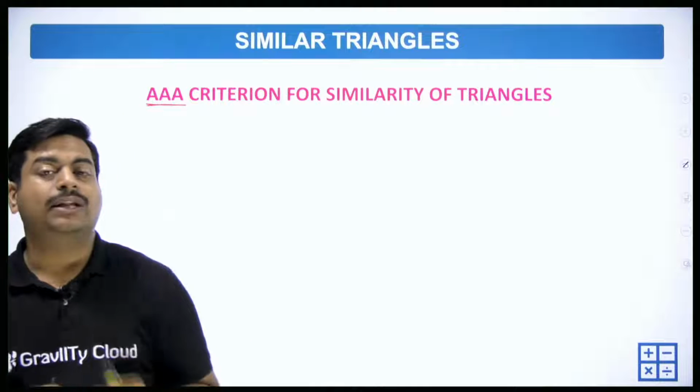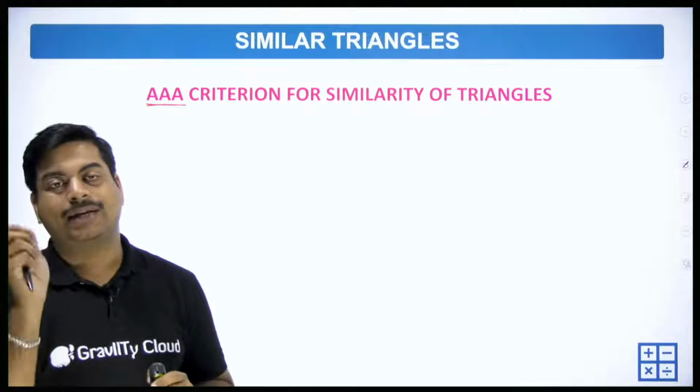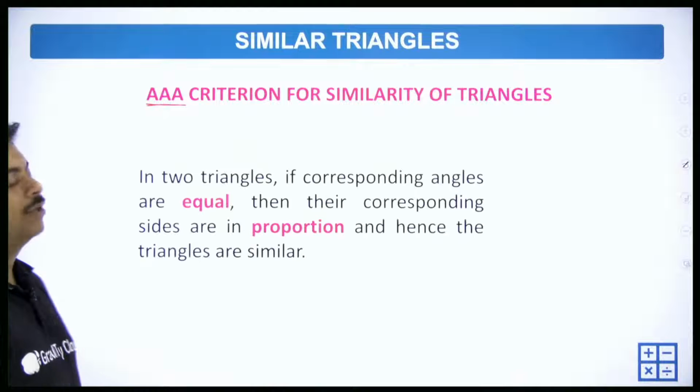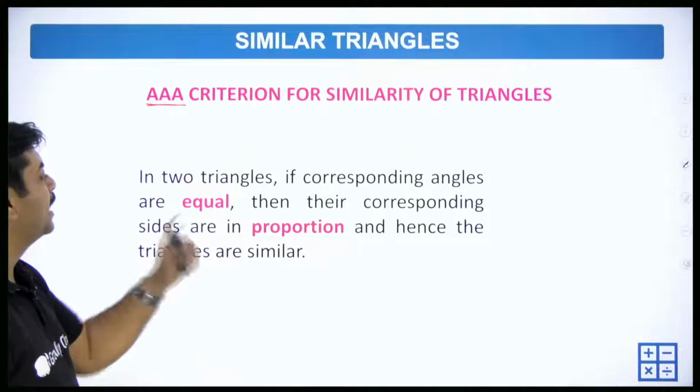And again, I told you in the last class, there is a small difference between congruency and similarity. Okay, so we'll discuss that. AAA criteria for similarity of triangles. So what is that given? In two triangles, corresponding angles are equal.